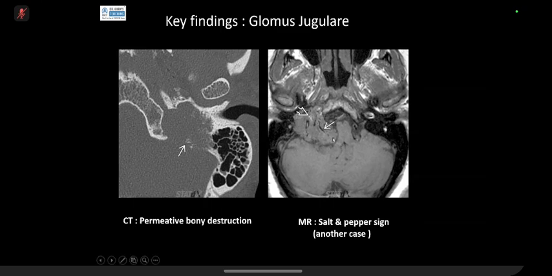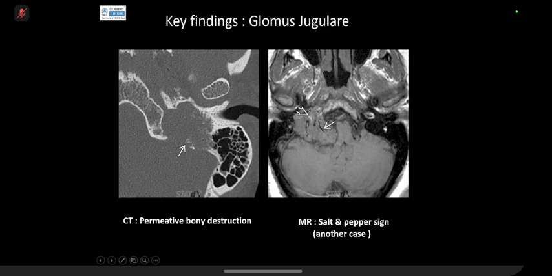These are extremely vascular tumors. And on a T1 weighted pre-contrast sequence, we have got the salt and pepper sign, where there can be small hemorrhages or slow flow in the vessels, and high flow in the vessel is low signal. So this is the salt and pepper sign. So these are two different cases.